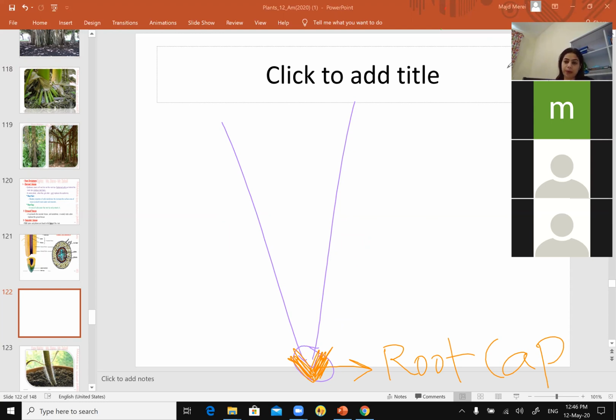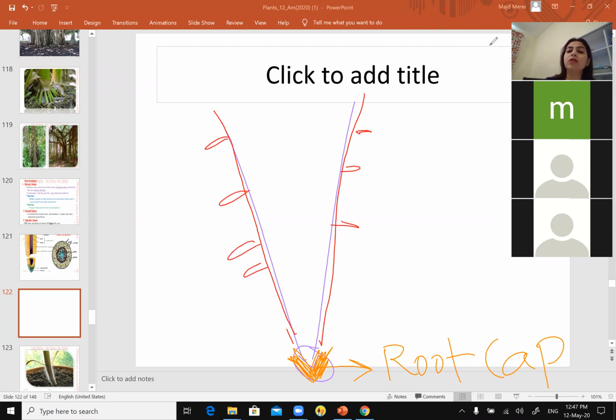The root cap. What is the function of the root cap? To protect the growing cells. The outermost layer, which is the dermal, is found within the root, except for the tip of the root. There is no dermal tissue there. You can notice here the root hair from dermal tissue.